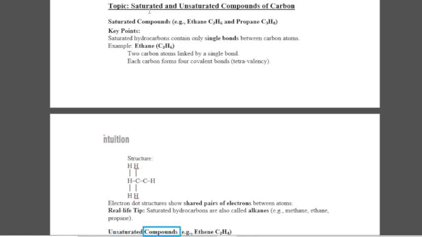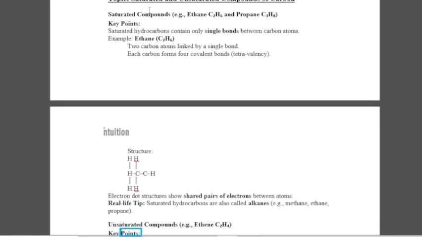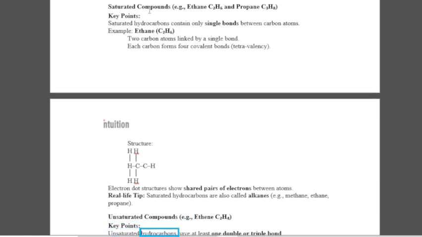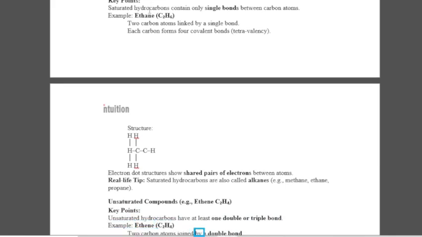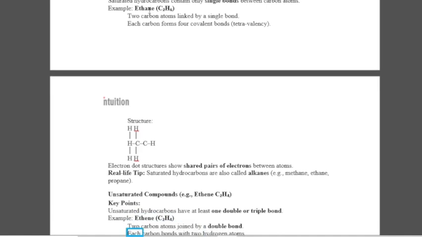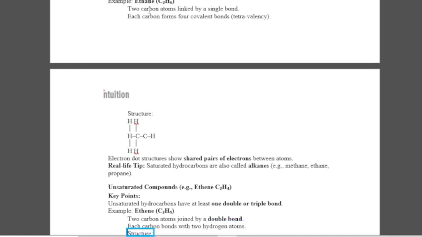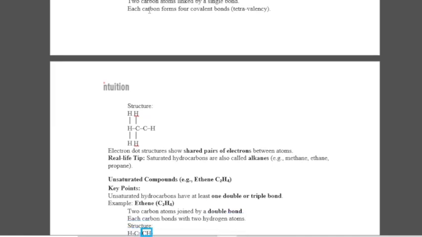Unsaturated compounds, e.g. ethene C2H4. Key points: unsaturated hydrocarbons have at least one double or triple bond. Example: ethene C2H4, two carbon atoms joined by a double bond. Each carbon bonds with 2 hydrogen atoms. Structure: H2C=CH2.